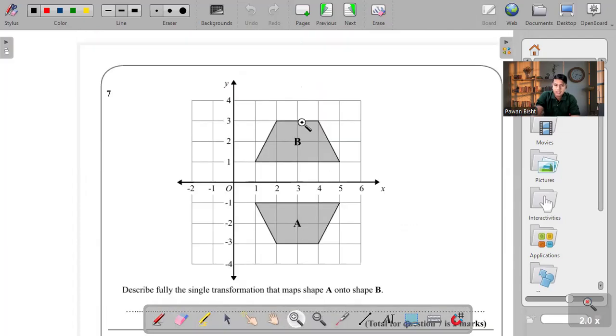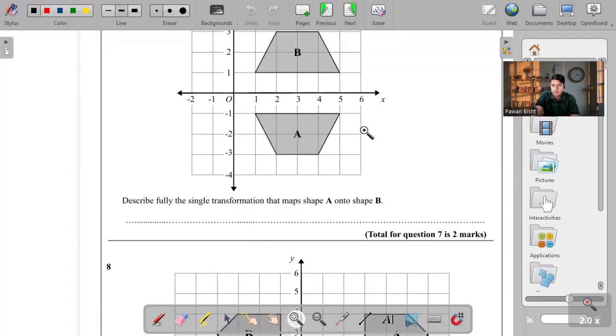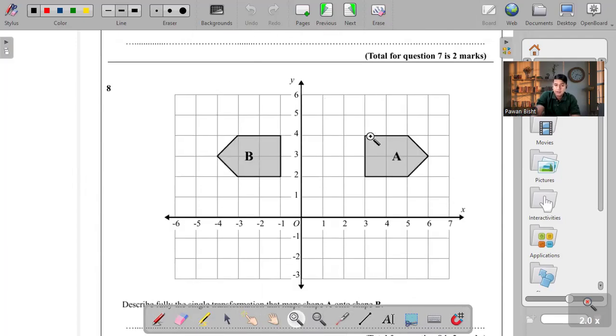Okay. Here again 2 shapes are given. You have to tell what type of reflection this is and in which axis the reflection is happening, or if there is any equation where it is happening. Okay. Now next, question number 8.